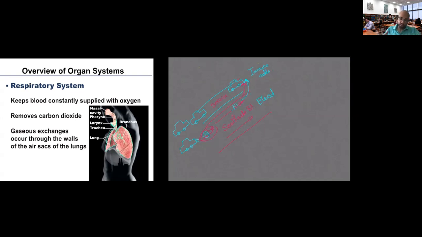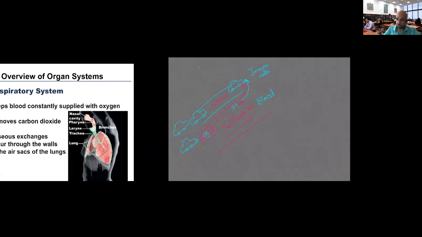What do you think is going to be the function of the respiratory system? The function here of the respiratory system is to allow the gas exchange to take place, increasing the oxygen levels in the blood and reducing the carbon dioxide, allowing this gas exchange to take place.